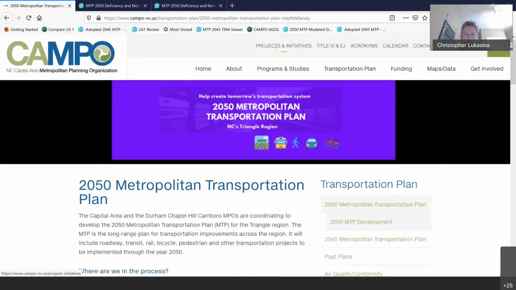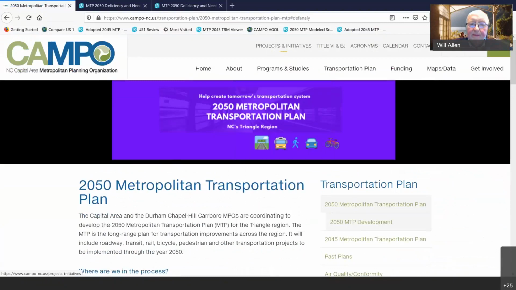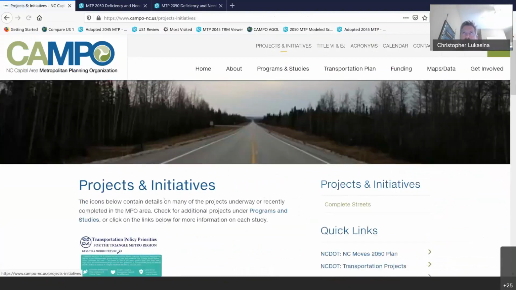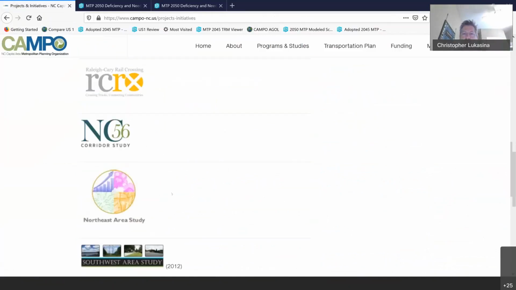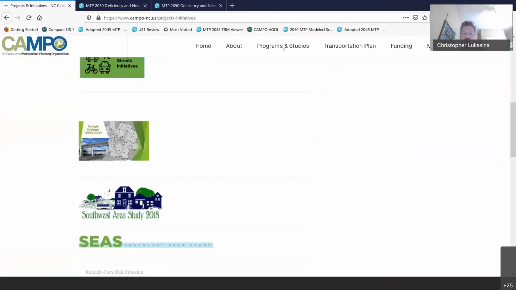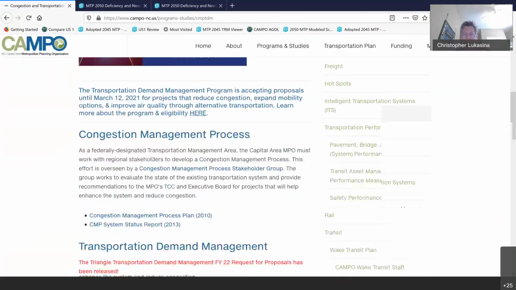Go ahead. I was just going to say, I'm happy to report that two of the scenarios that came out of that and were recognized as being perhaps something our region wants to move closer towards were the ETOD scenario, right, and the mobility hub scenario.